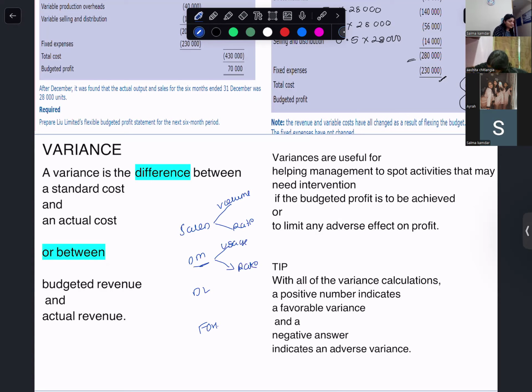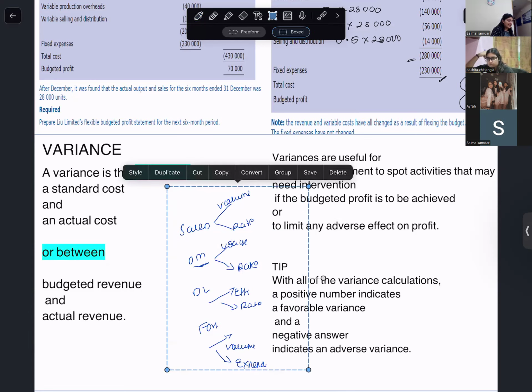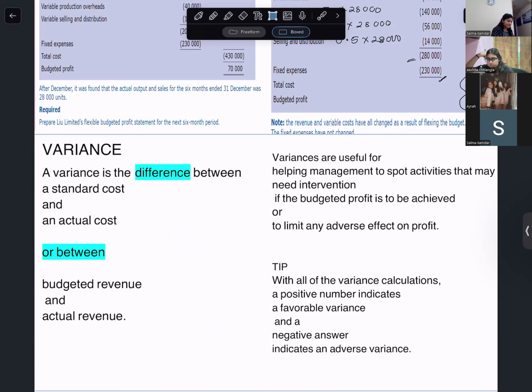Direct labor efficiency variance, direct labor rate variance, and fixed overheads volume variance and fixed overheads expenditure variance. So can you tell me what is the advantage of variance analysis? It tells you the difference between them. Difference between what? In variance analysis, what is actually that you're doing?